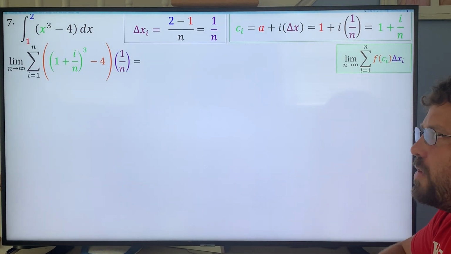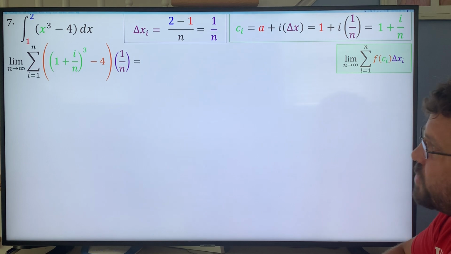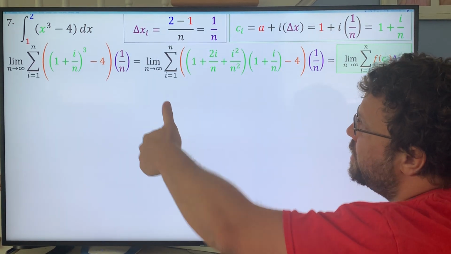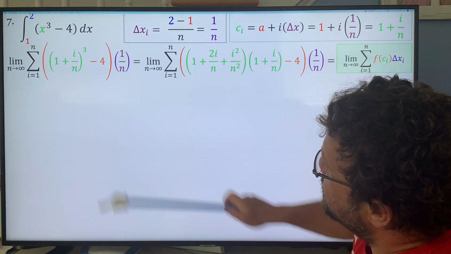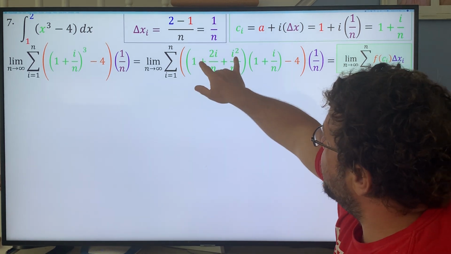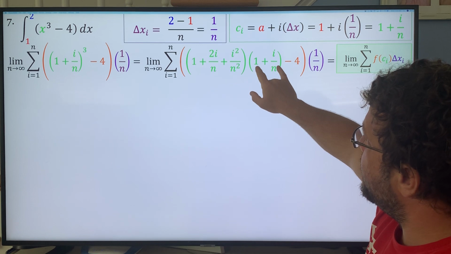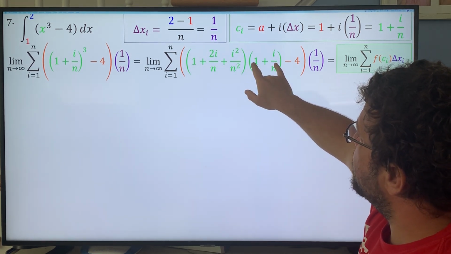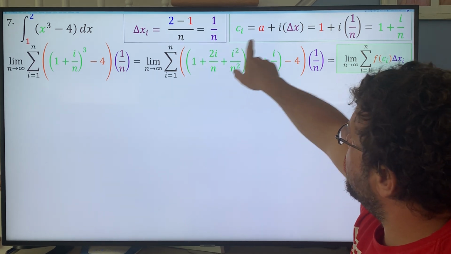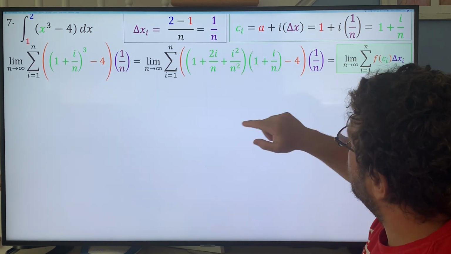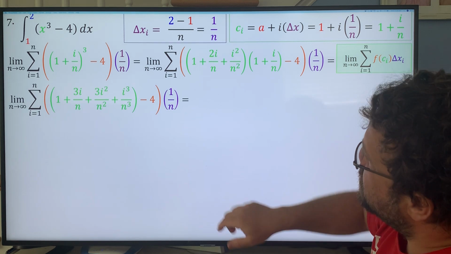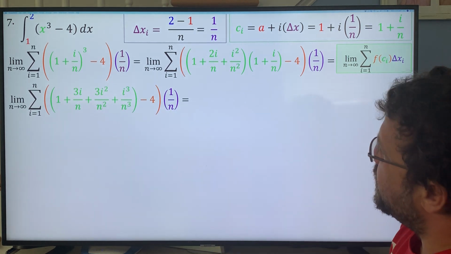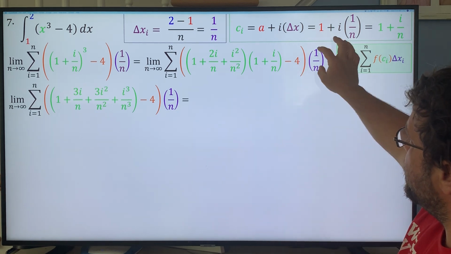So (1 plus i over n) cubed minus 4 times 1 over n. Now when you cube it, if I just square this, if I FOIL it, I get this, and then I have to multiply it again. So this is (1 plus i over n) squared, and then to cube it, I have to multiply one more time. So I FOIL it in, FOIL it in, FOIL it in, all right? And then this expands to 1 plus 3i over n plus 3i squared over n squared plus i cubed over n cubed, minus your 4 times 1 over n.